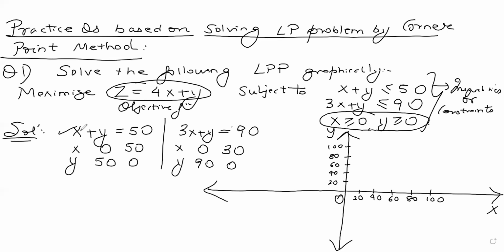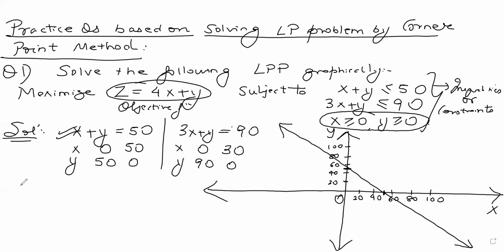Now let's plot this, guys. When x is 0, y is 50. When y is 0, x is 50. So this is my one constraint. This is x plus y equal to 50.